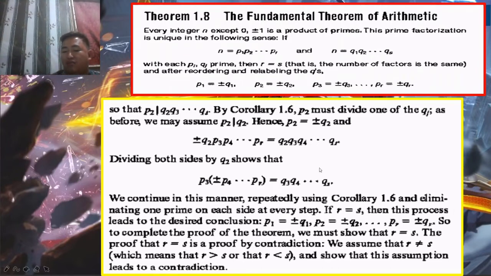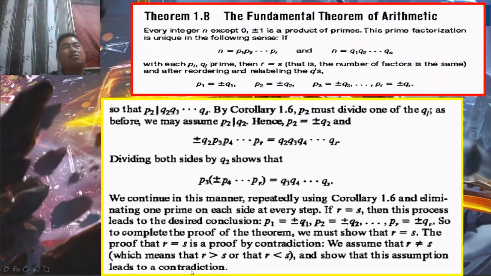If R is equal to S, we get the conclusion that P1 is equal to positive or negative Q1, and so on, until PR is equal to positive or negative QR. To complete the proof of the theorem, we must show that R is equal to S. The proof that R is equal to S is a proof by contradiction. We suppose that R is not equal to S, which means R is greater than S or R is less than S. We must show that this assumption leads to a contradiction.